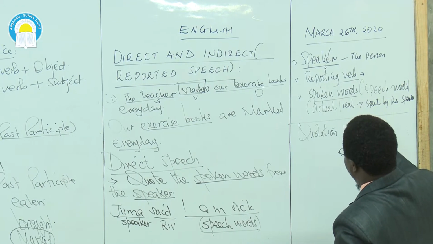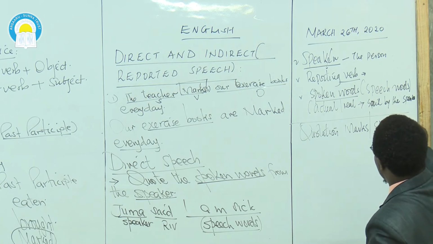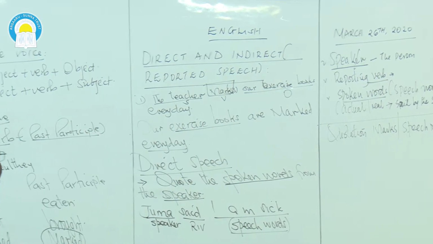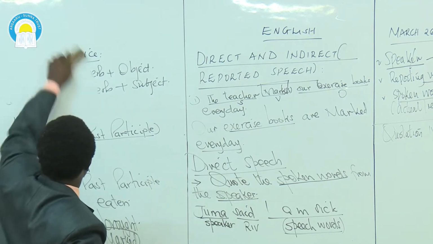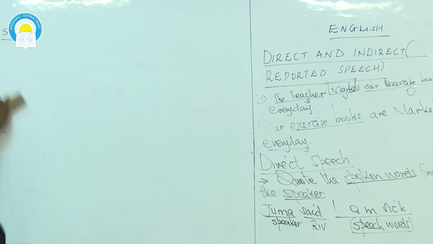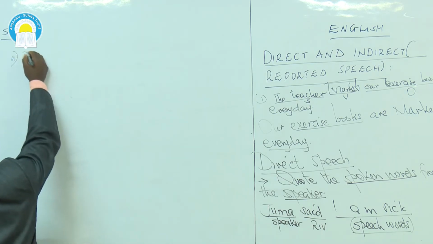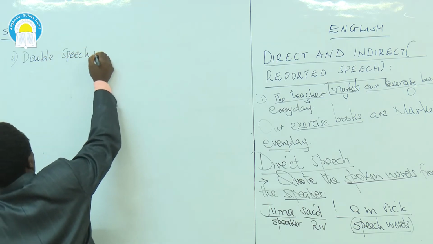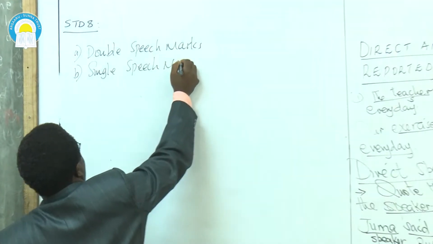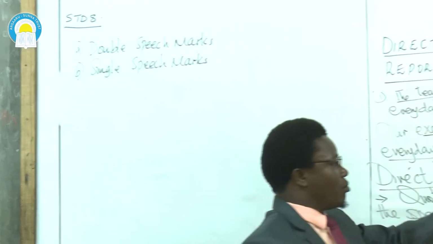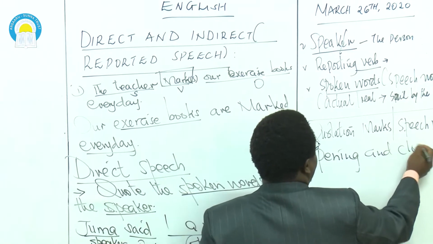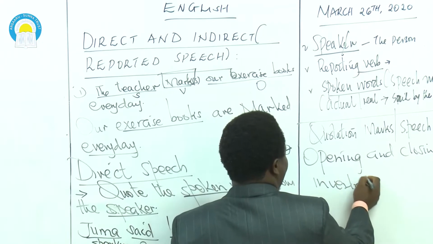Using the quotation marks, which are also called the speech marks. You will buy it with me. There are two types of speech marks. One, we have what we call double speech marks, and two, single speech marks. The speech marks are also called quotation marks, or alternatively, one can call them opening and closing inverted commas.